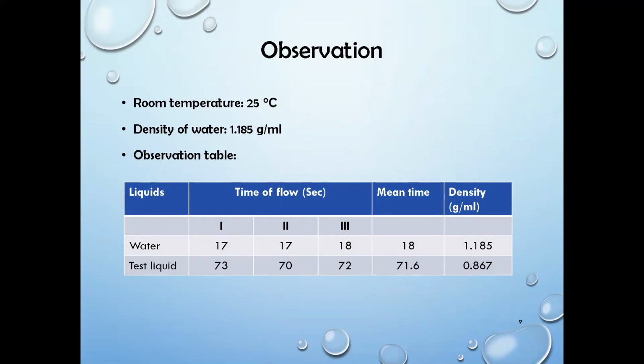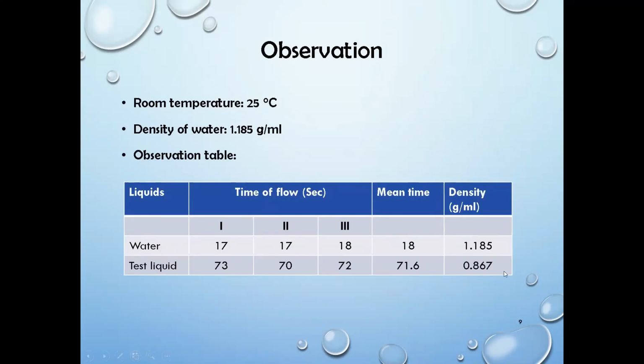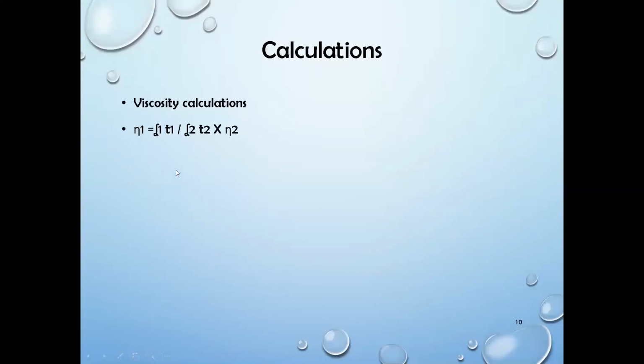Then density is given by the formula mass upon volume. So the density of water was found to be 1.185 gram per ml. Similarly, the density of the test liquid was found to be 0.867 gram per ml. So density calculations we have already seen in the video. Now we will see the viscosity calculation.